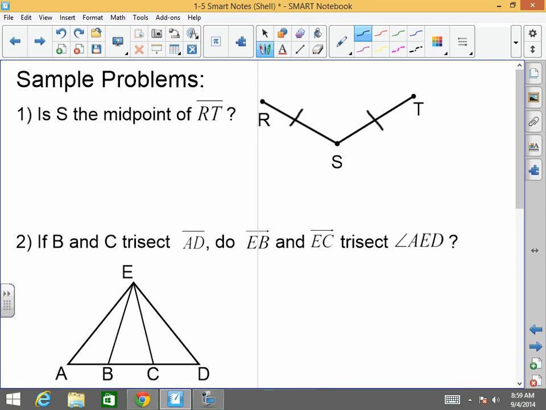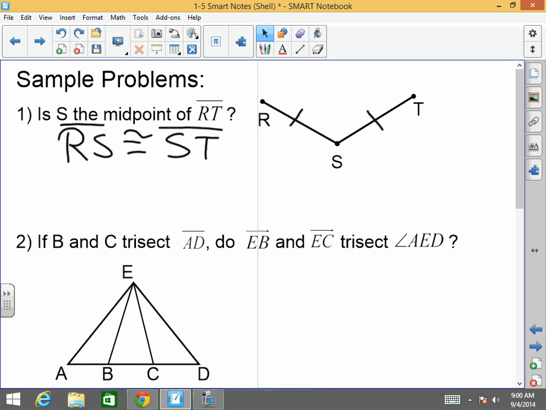Number one, is S the midpoint of RT? Really? Now, absolutely not. First of all, do I even have a segment RT here, guys? No, I do not have a segment RT. All I know is that RS is congruent to ST. But in order for me to actually have a midpoint, gentlemen, I need a segment there. Does that make sense?